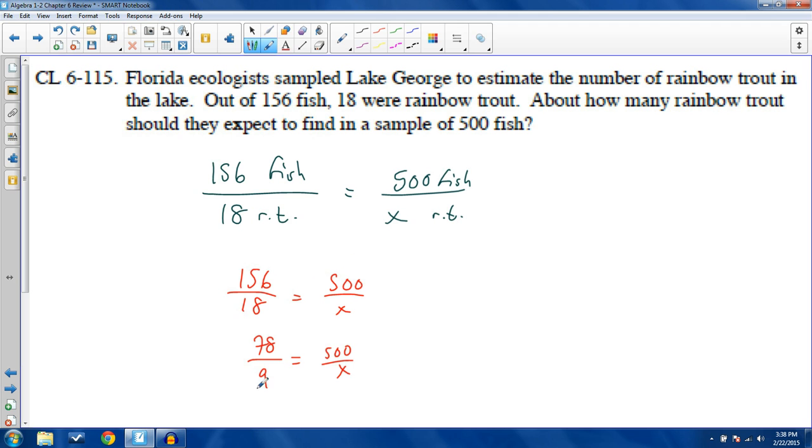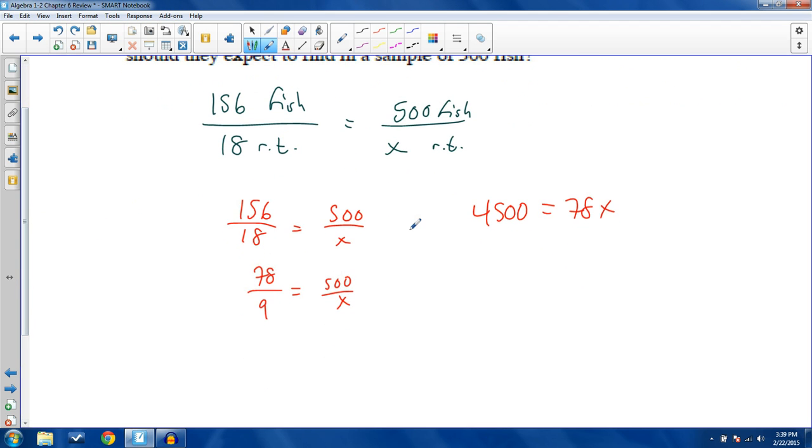That helps a little bit because I know what 9 times 500 is a lot easier. 9 times 500 is 4,500. And we got 78x. I'll just keep reducing because that's just what teachers have to do. X equals 4,500 over 78. I can divide that by 2 and I'll get 2250 over 39.